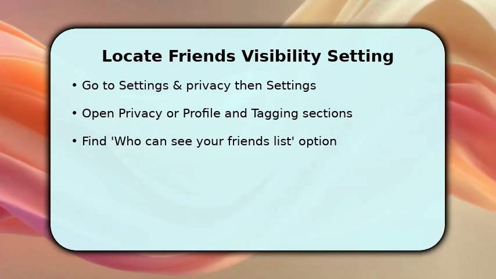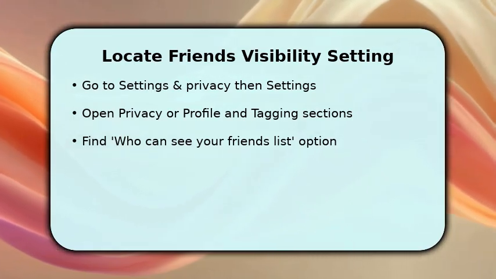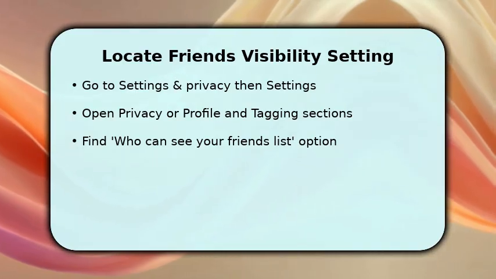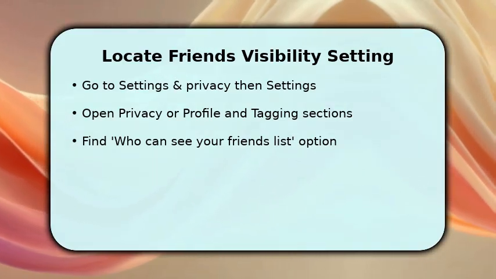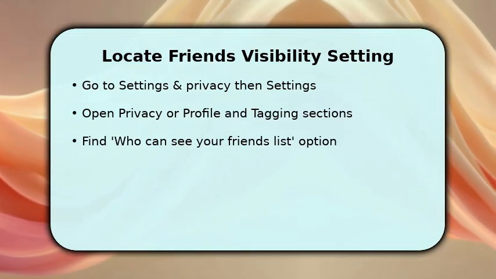Tap it to reveal choices like Public, Friends, Only Me, or Custom. Choose Custom to include or exclude specific people or lists. This gives precise control. Make sure to review both mobile and desktop views if results differ.